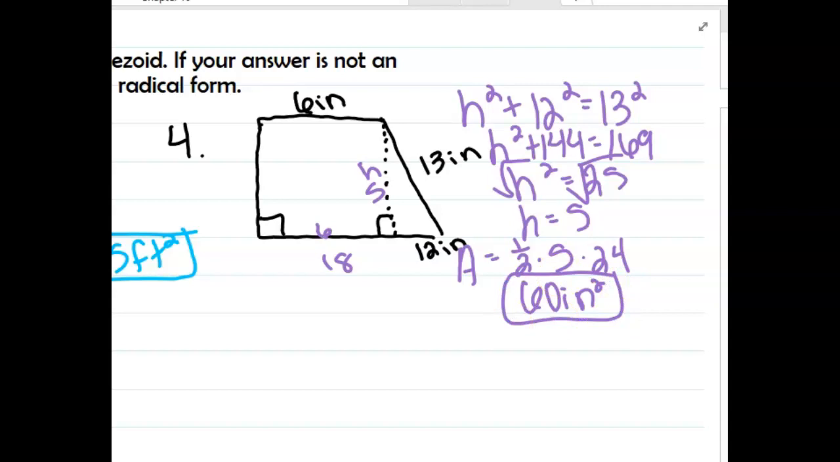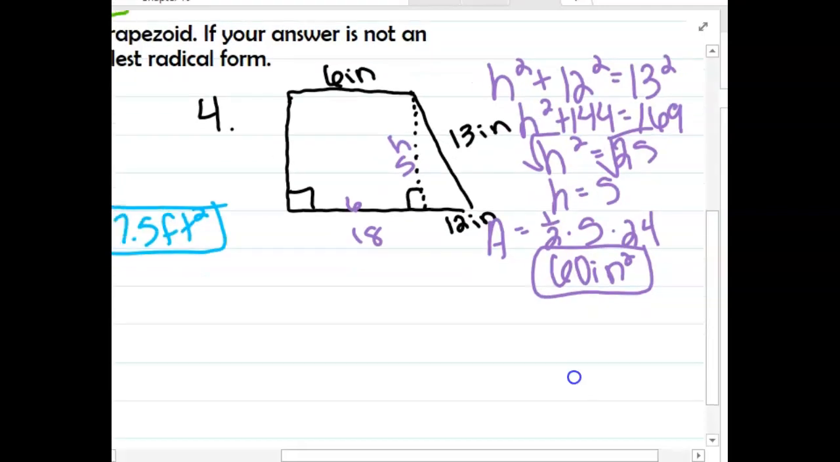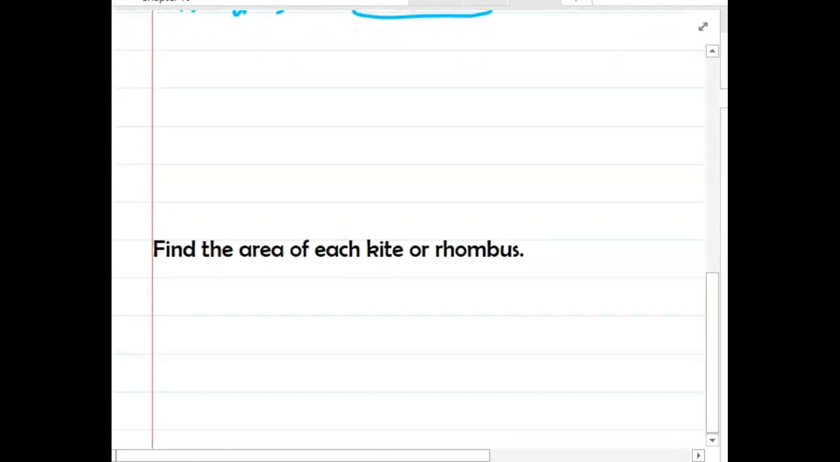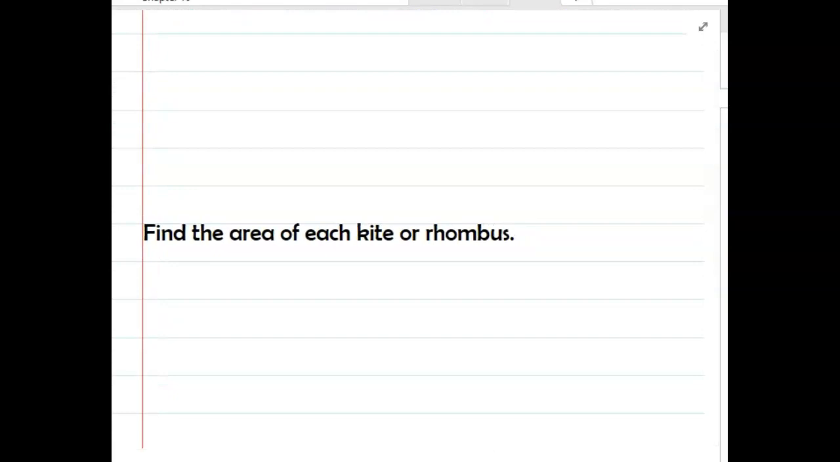So, you may not just be using the special right triangles, you may also get to use the Pythagorean theorem today. Yeah, I know. I'm so excited whenever I start making these friends. Okay, let's try another one.